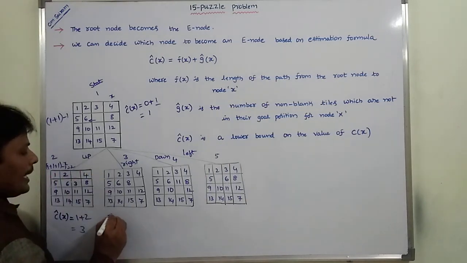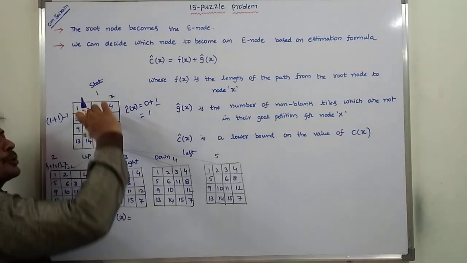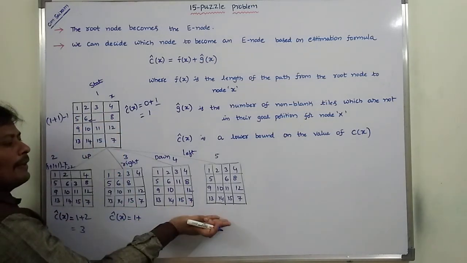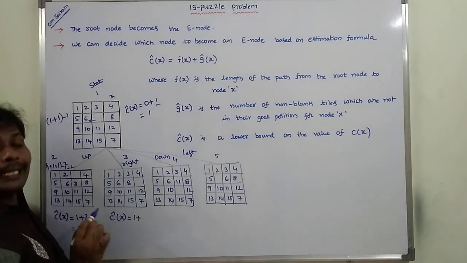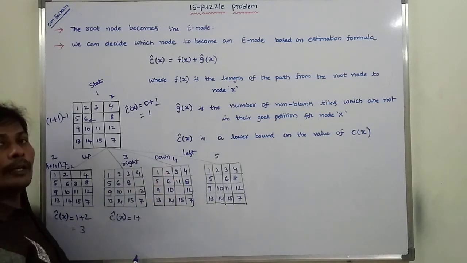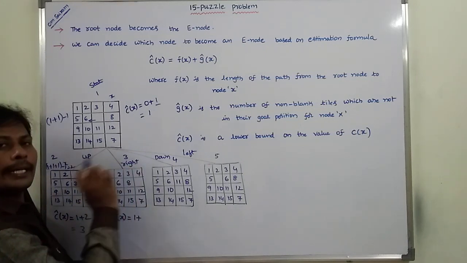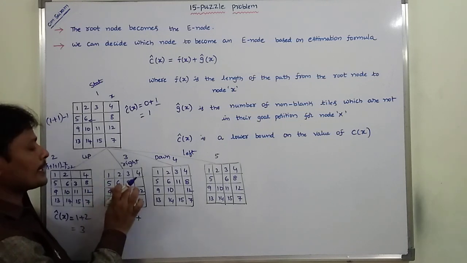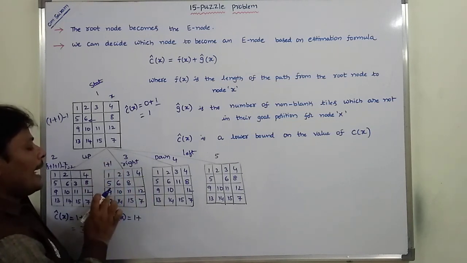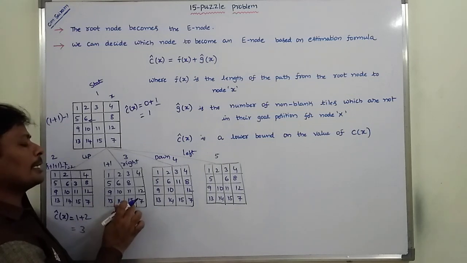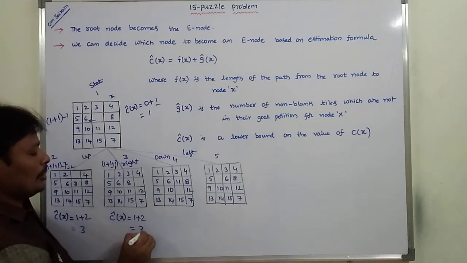Okay. Next one, C cap of now node X is this one. So, length means length from root node to this node is 1. Level 2 minus level 1, that is 1. How many tiles are not in correct position when we are comparing to the goal positions? Okay. 1, 2, 3, 4. They are in correct position. 5, 6, correct position. 7, not correct position. 8, not correct position. That is 1 plus 1. 9, 10, 11, 12, correct position. 13, 14, 15, correct position. 7, not correct position. So, 3 minus 1, that is 2, that is equal to 3.